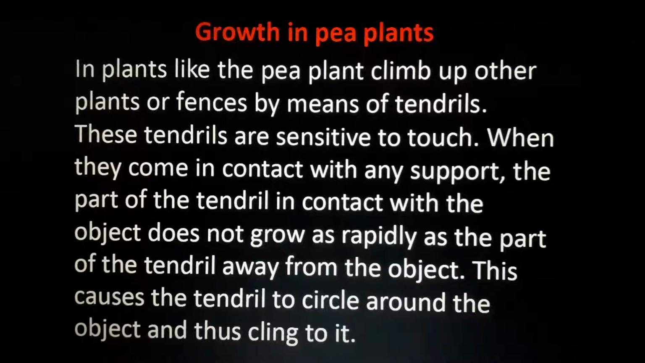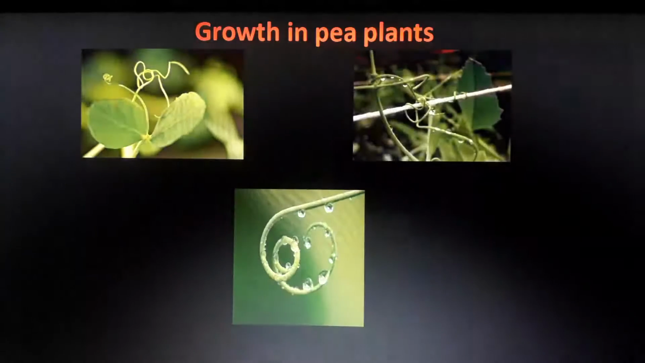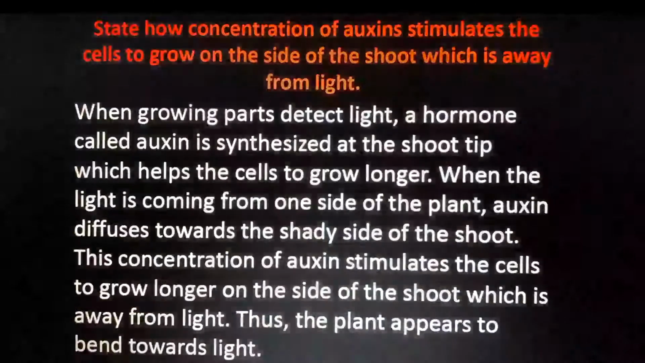Understand? Wherever it comes in contact with any surface, that part won't grow. But the opposite part will grow rapidly, so it will bend and make this circle. So that is another type of movement in plants.